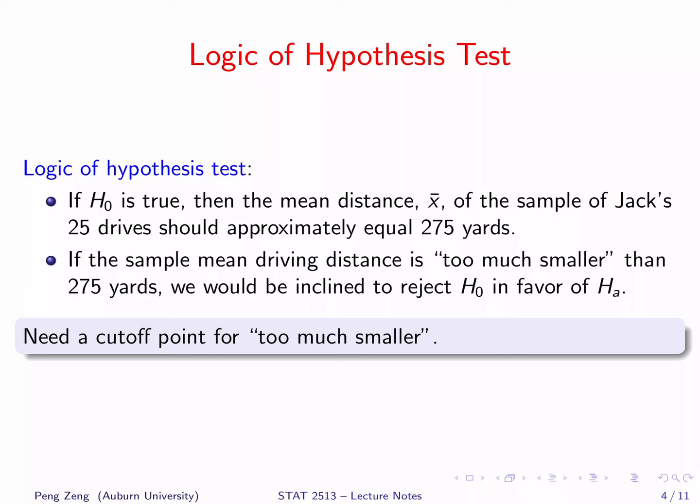The logic of the hypothesis test is that if H0 is true, the sample mean distance x bar should approximately equal 275 yards. If the sample mean driving distance is too much smaller than 275 yards, we would be inclined to reject H0 in favor of the alternative hypothesis. Here, we need to find a cutoff point for too much smaller.